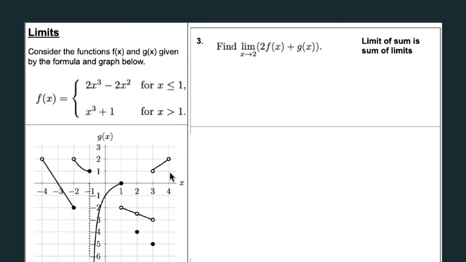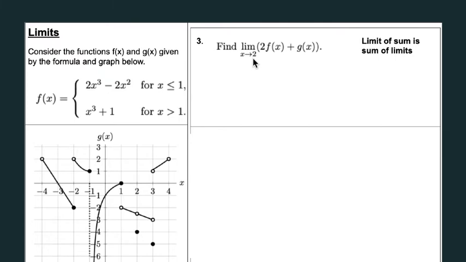We're going to do a screencast on limits when you're given equations in a piecewise format and graphs. So it's combining the use of an equation with the use of a graph within the limits. So here's the first question, number 3. It says find the limit of double of f of x plus g of x when x approaches 2.